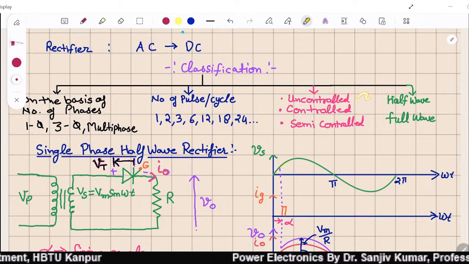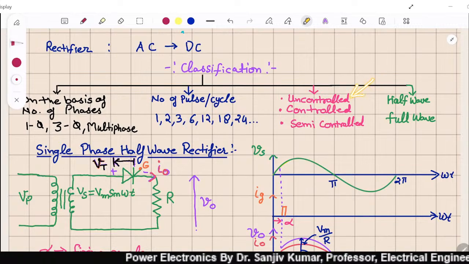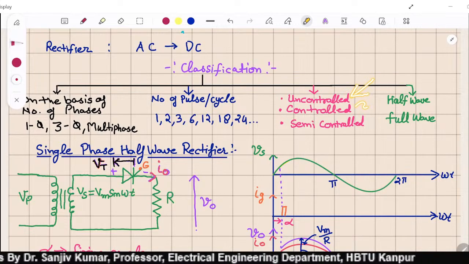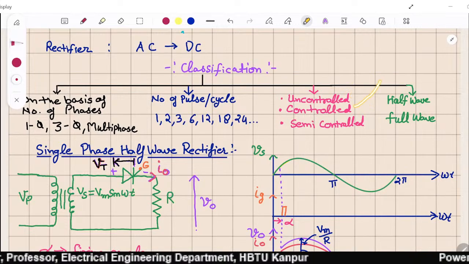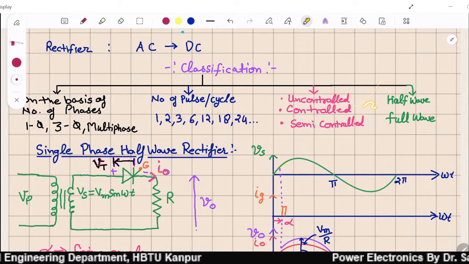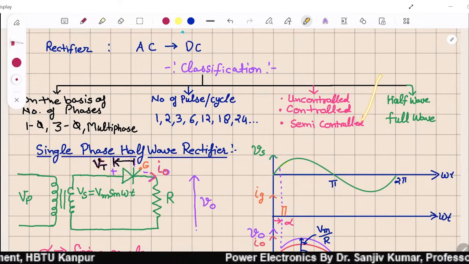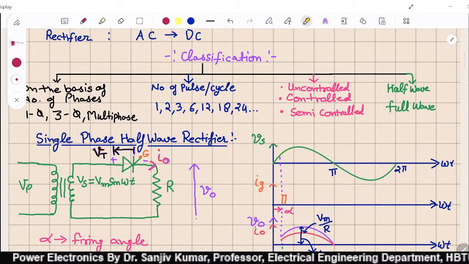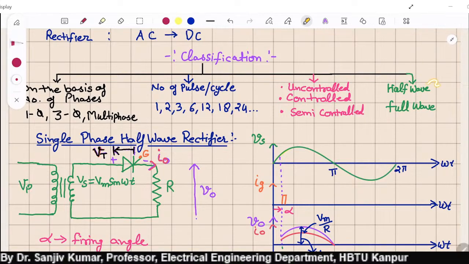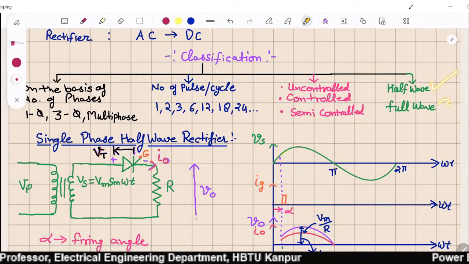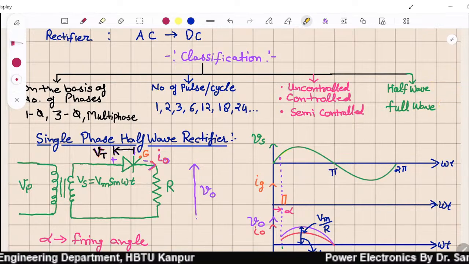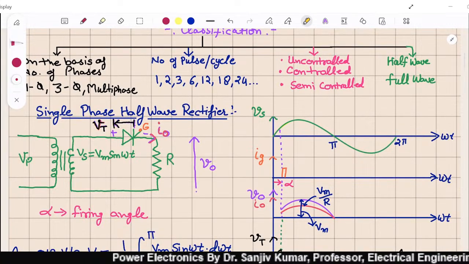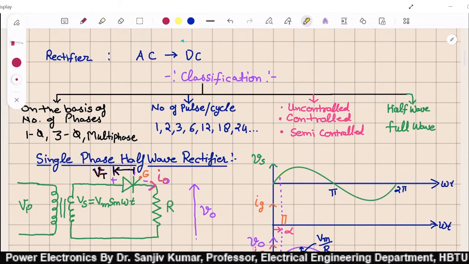Another criterion is it could be uncontrolled, like diode based rectifier. It could be controlled rectifier like thyristor based rectifier. It could be semi-controlled, means where we control only the half cycles, something like that, right? Then we have the half wave as well as full wave controlled. Clear? These are the various types of classification for AC to DC rectifier.